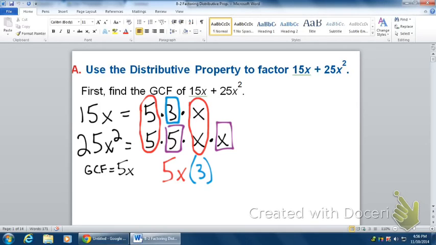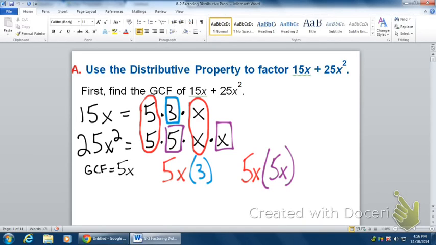Okay? So, just like we did before, if we multiplied 5x times our remaining 5x, we get 25x squared. Is everybody following me?